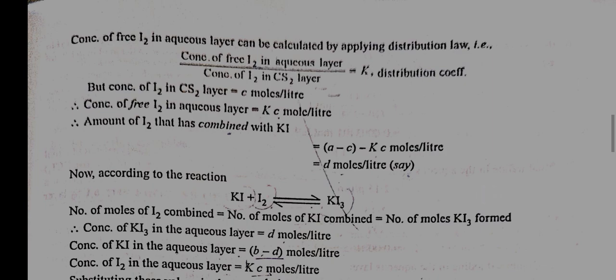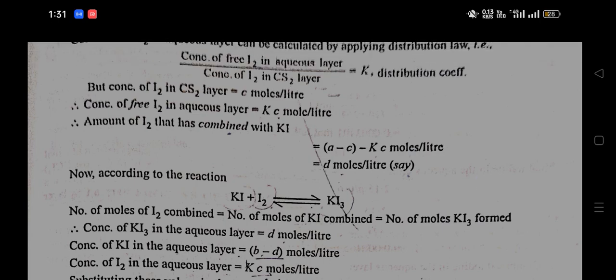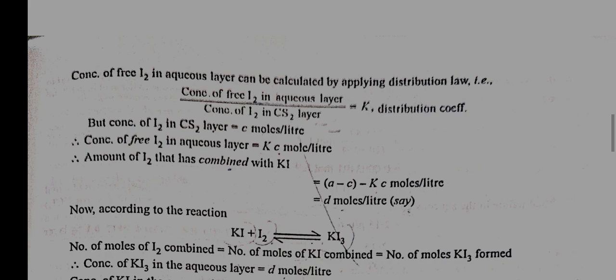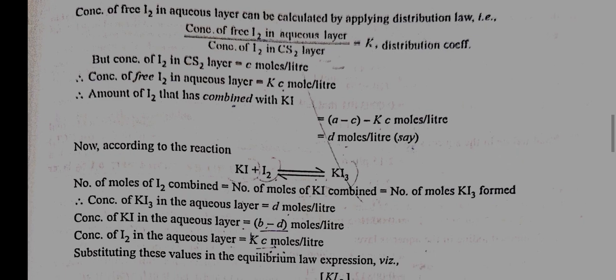Concentration of free I2 in aqueous layer can be calculated by applying distribution law. Concentration of free I2 in aqueous layer divided by concentration of I2 in CS2 layer is equal to K, but concentration of I2 in CS2 layer is equal to C moles per liter. Concentration of free I2 in aqueous layer is equal to KC moles per liter. Amount of I2 that has combined with KI is equal to A minus C minus KC, equal to D moles per liter.